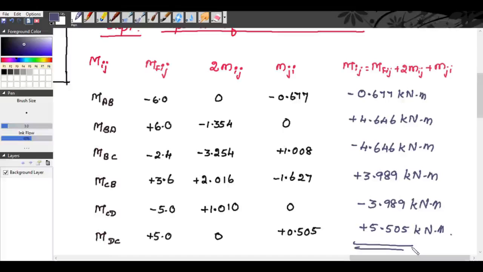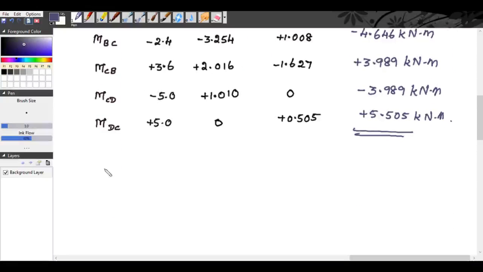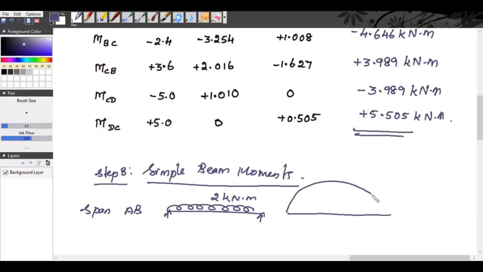We can draw the bending moment diagram after finding the simple beam moments also, right? Okay, so step 8, we will find the simple beam moments. For the span AB, we have a UDL of 2 kilonewton per meter, so it will be a parabola. The formula is WL square by 8.